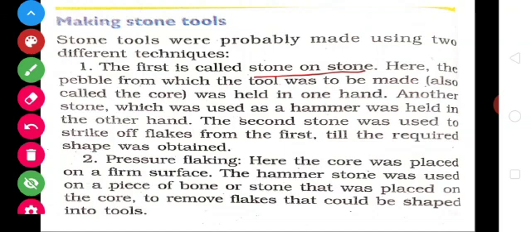And then pressure flaking. Here the core was placed on a firm surface. The hammer stone was used on a piece of bone or stone that was placed on the core to remove flakes that could be shaped into tools. Yes, these are the two different techniques they used to make the stone tools.